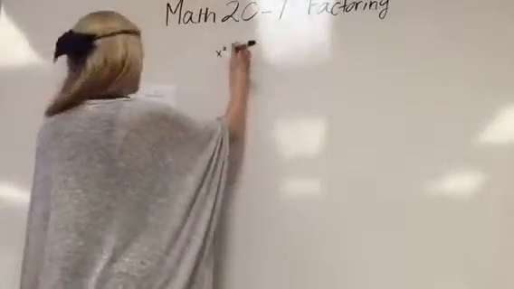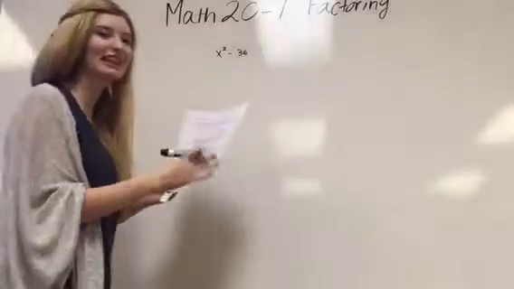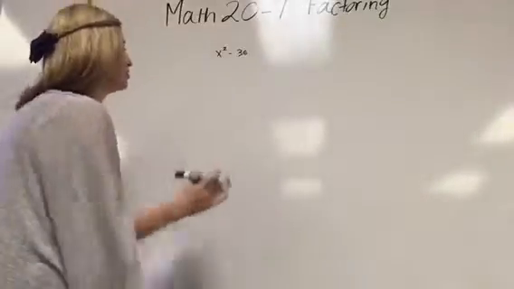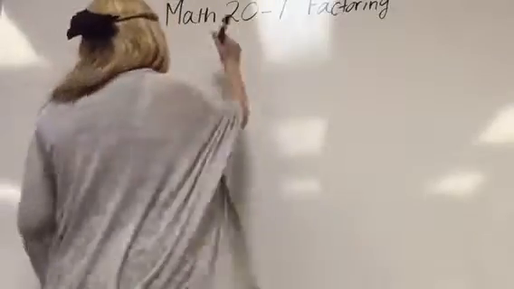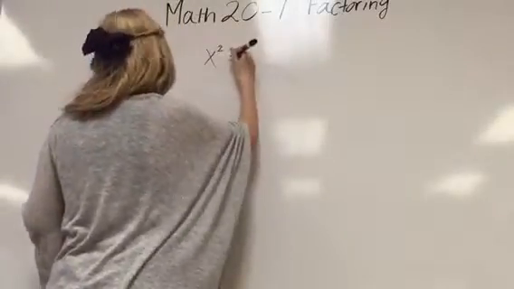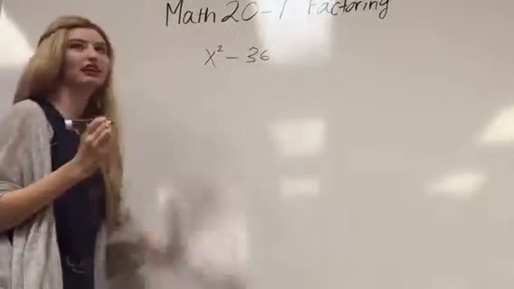X squared minus 36. Okay, we are going to turn these into... Wait, 1 second. Your writing is so tiny. I can't read it. X minus 36. That's perfect. Great, now it looks messy.